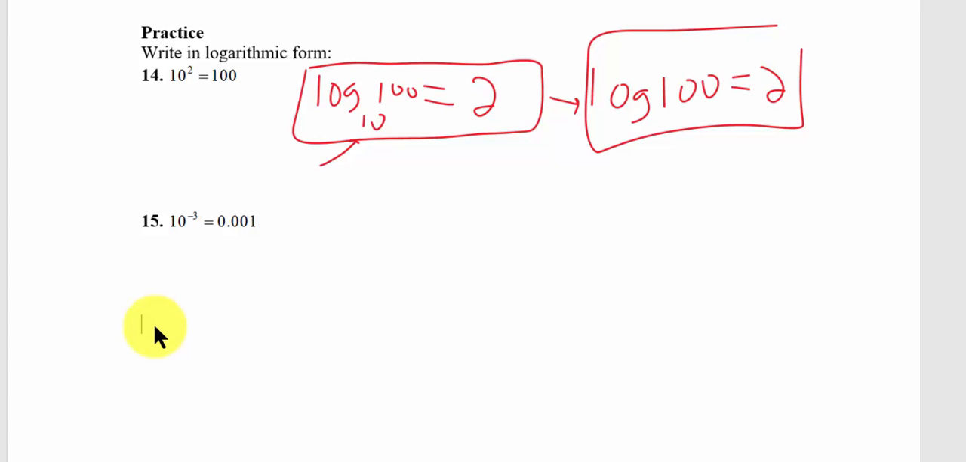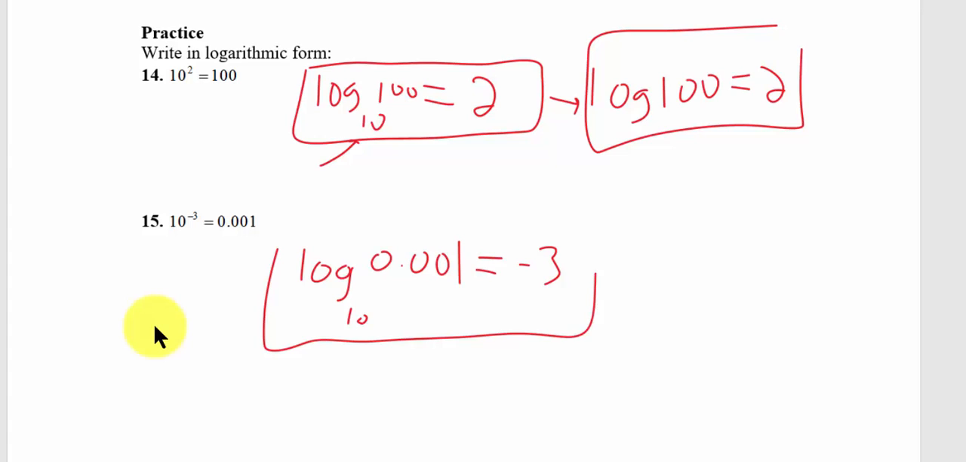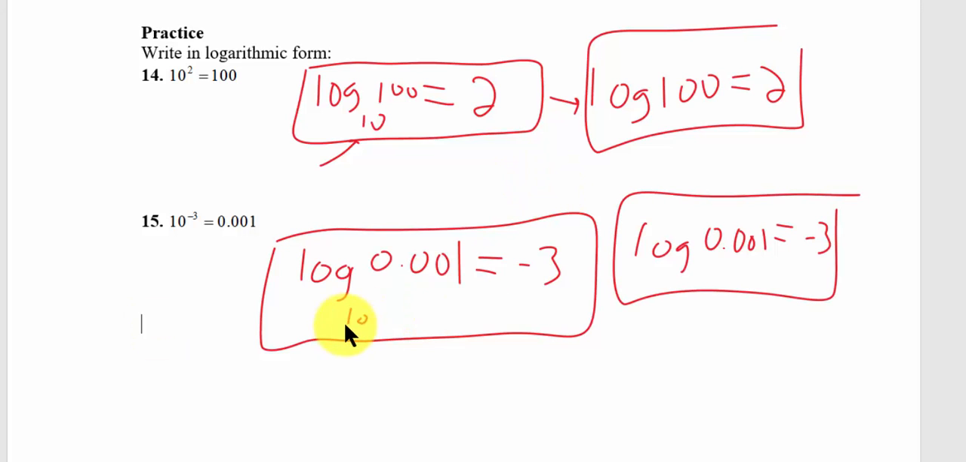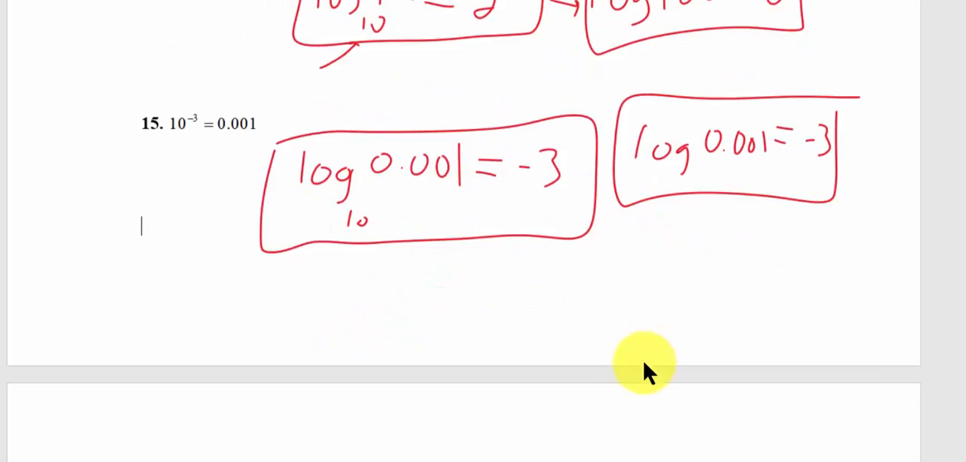In 15, the base of my log is 10, so I can write log base 10. The 0.001 comes inside, and the negative 3 is on the outside. Again, this answer is acceptable, but you could simply write log 0.001 equals negative 3. You don't have to actually write the log base 10. It's understood we're in base 10.